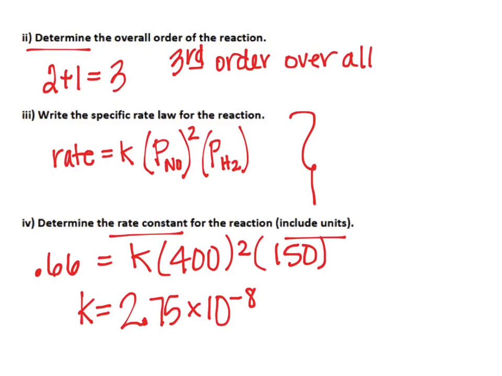Okay, so let's look at our units. It's going to be 1 over. What's our time? Go back, and our time is seconds. And our unit is millimeters of mercury this time. Our overall order is what? So 3 minus 1 is 2. So this is going to be millimeters of mercury squared. Everybody good?